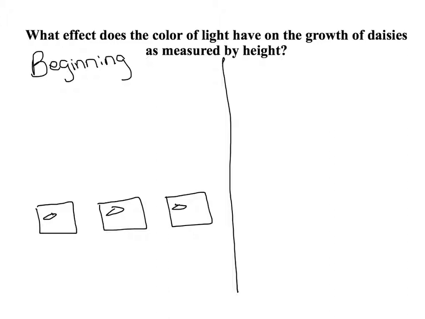So we'll start out. And I would want a lot of things to be kept the same. I'd want to have the same amount of soil. I'd want to have the same amount of water. I actually want the same amount of light. The only thing that it says that I want different, I think, is right here, that color of light.